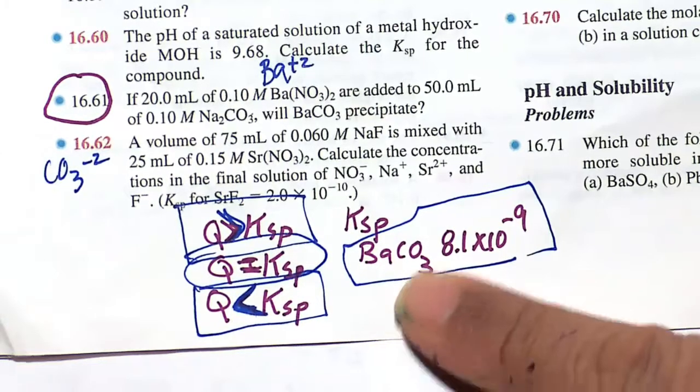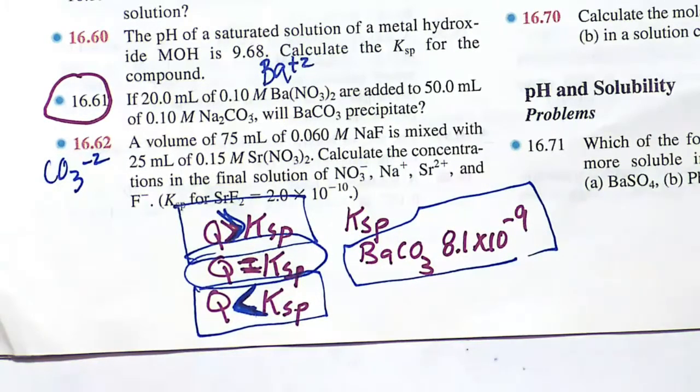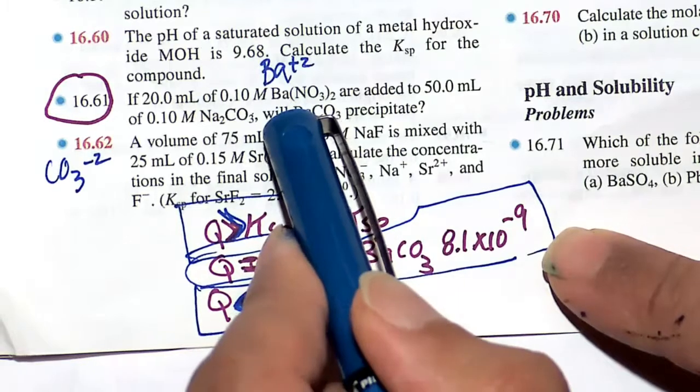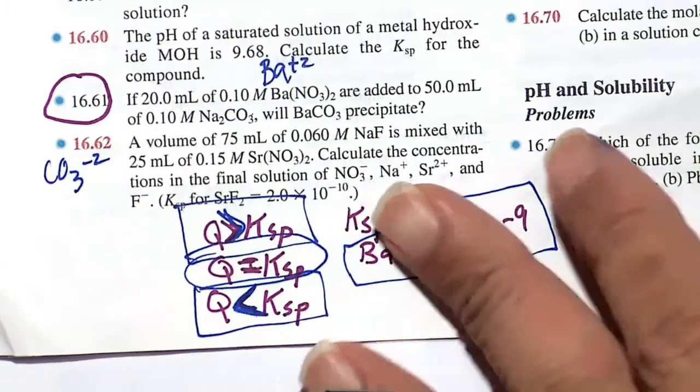And finally, if Q equals Ksp, we have what is called a saturated solution. It's at the cusp of forming a precipitate, but really it's sort of at the solution state as well as at the precipitate state. We call that a saturated solution.